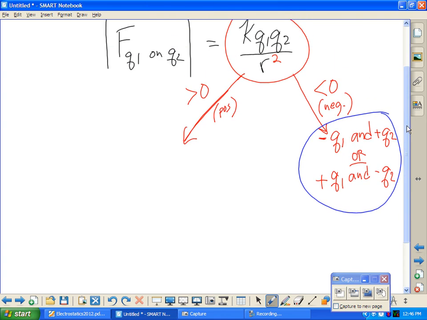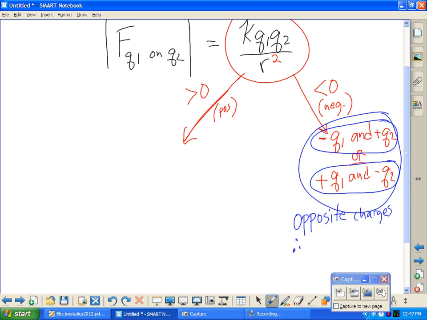Okay. What's going to be the interaction between these two objects? And what's going to be the interaction between these two objects? The same. What will they do? Attract or repel each other? Repel. Attract. Yes. Both of these, you only get negative with opposite charges. Therefore, it's an attraction.